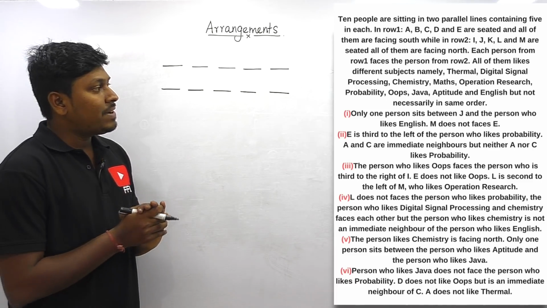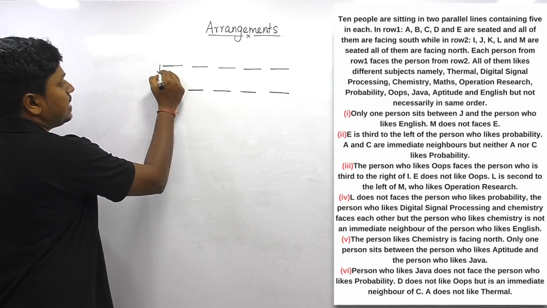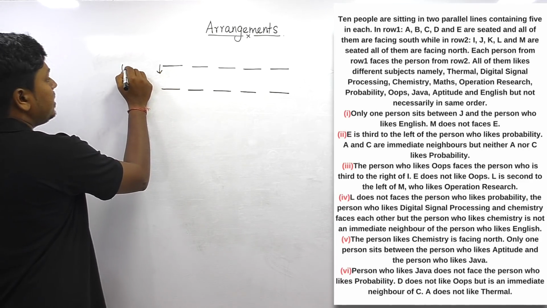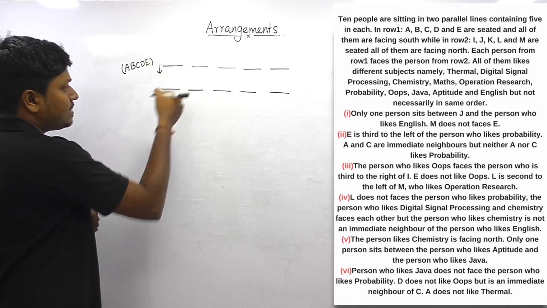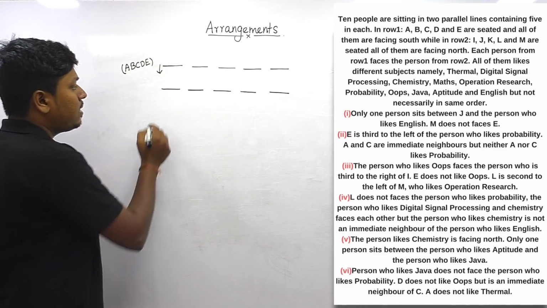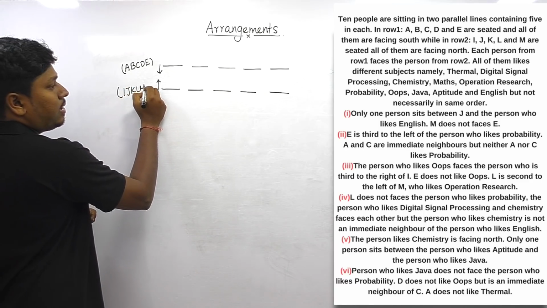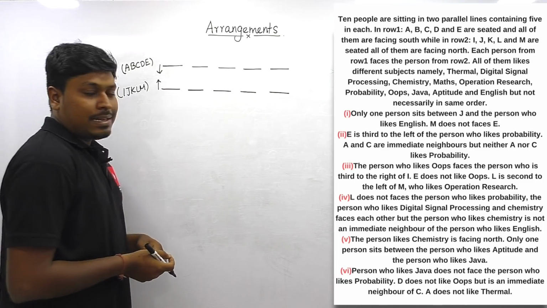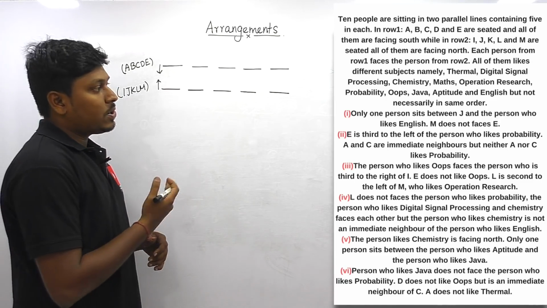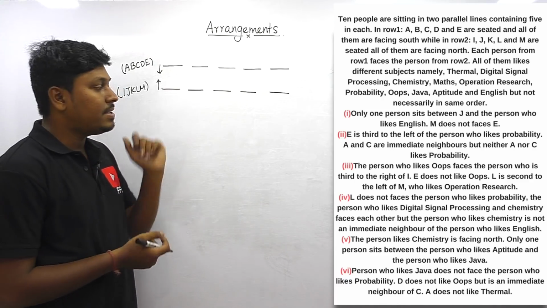And also they have given a direct statement that row number 1 is facing the southern side. Overall there are A, B, C, D, E, so these persons are facing southern side in row number 1, and in row number 2, I, J, K, L and M are facing north. And each person likes different subjects such as maths, economics, etc. Our target is to find which person likes which subject and where he is sitting.